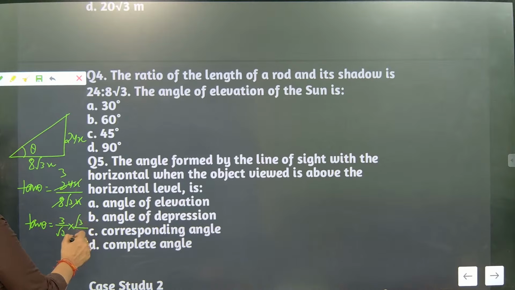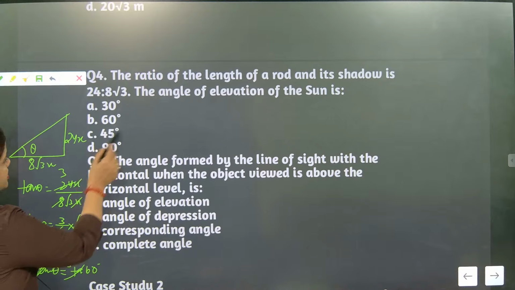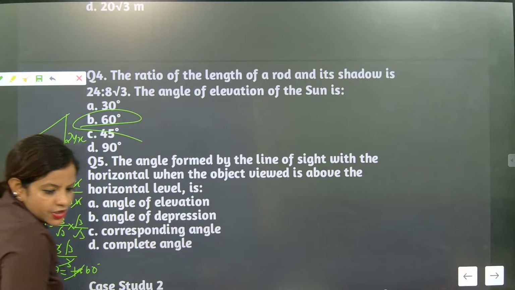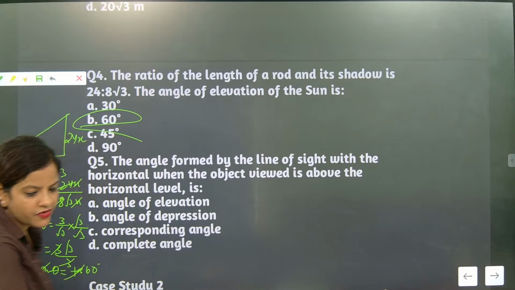So it is coming root 3 and root 3. So 3 root 3 by 3, cancel. So tan theta is coming as tan 60 degree. So theta is coming as 60 degree. So correct answer is B. Absolutely, super fantabulous performance, everybody.